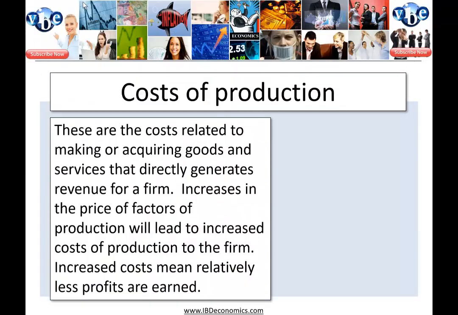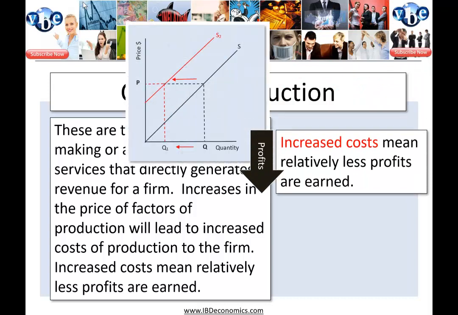Remember, supply is all about profitability, and cost of production will determine a firm's profitability as well as the price. So profit is the cost to make the good subtracted from the final selling price. So these are costs related to making or acquiring goods and services that directly generate revenue for a firm. Increases in the price of factors of production are going to lead to increased cost of production for the firm. Increased costs mean relatively less profits are going to be earned. Increased costs, decreased profits.